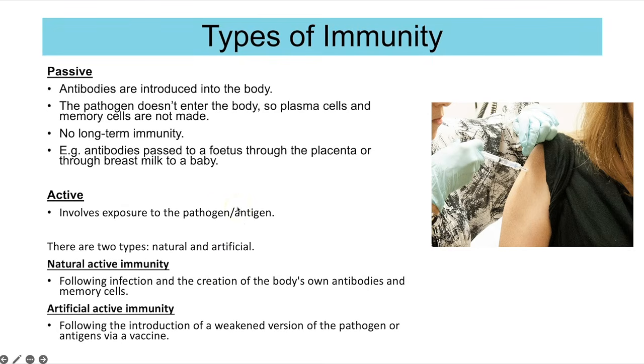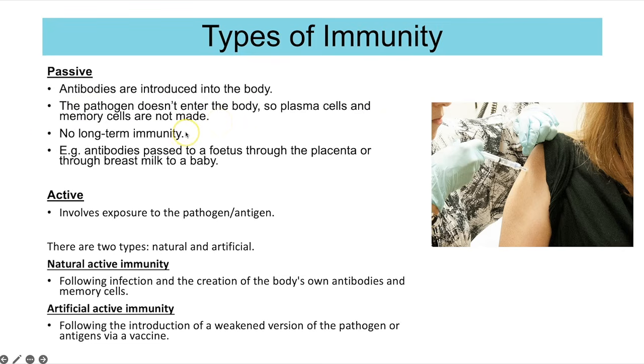Then we have a look at types of immunity, and we have passive and active. We've mentioned active already, so it involves the exposure to a particular pathogen or antigen. So you make the blood cells yourself, your own memory B cells, and you're making your own antibodies. Passive immunity is when you aren't making any of these cells or antibodies yourself, you're being directly injected with the antibody. So the pathogen has not entered your body.